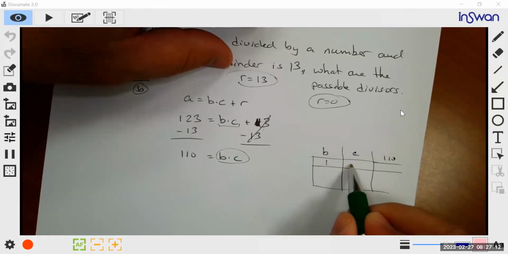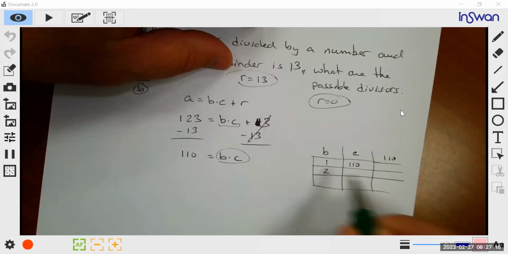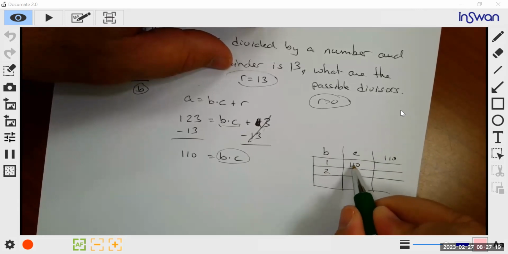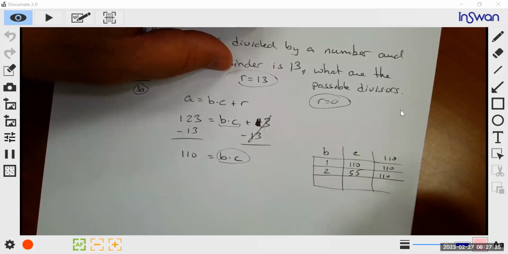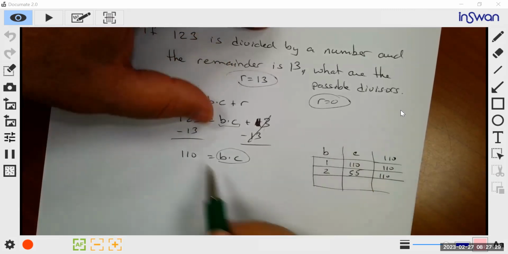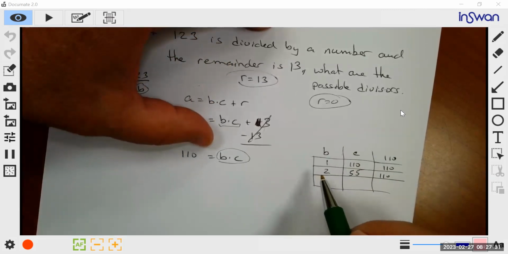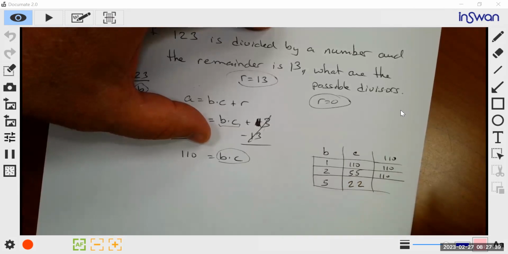So we have 1 times 110. 2 goes in 11 5 times with 1 left over. That's 110. 3 doesn't go in there. 4 doesn't go in there. 5 times 22 goes in there.